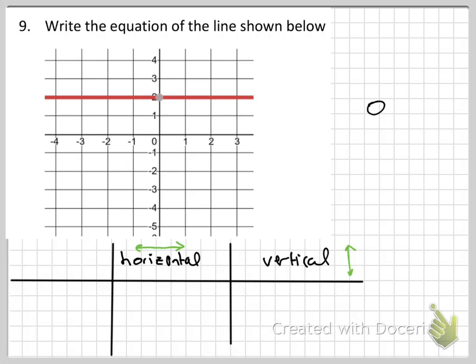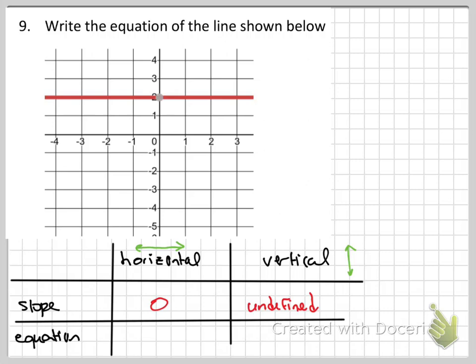The first attribute is the slope, which we actually covered in questions 6 and 7, and the other one is the equation. It is true that the slope of a horizontal line is 0, and the slope of a vertical line is undefined. However, the equations of horizontal lines or vertical lines are different. It's a different piece of information, right?